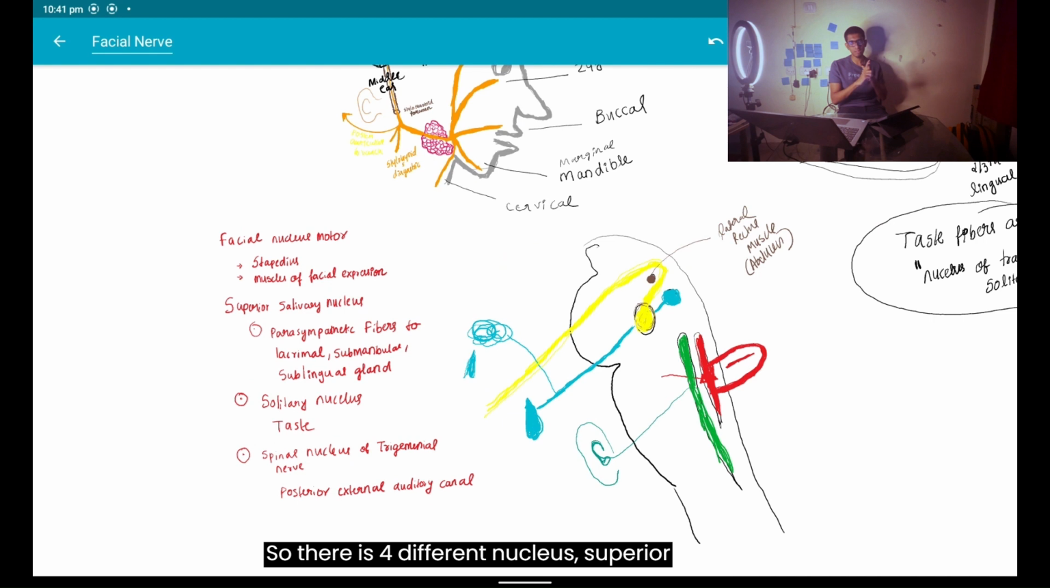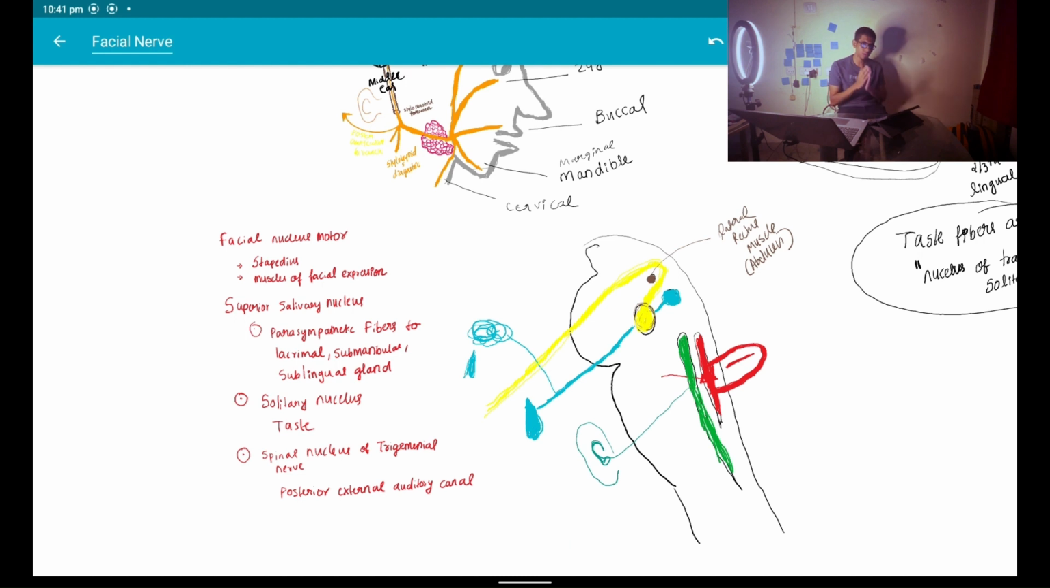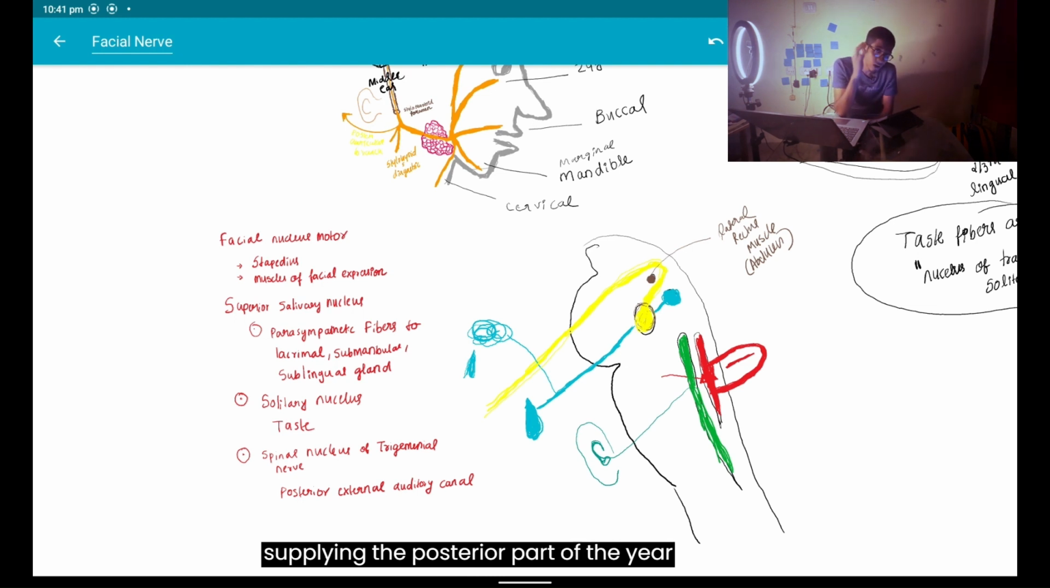So there are 4 different nuclei. The superior salivary nucleus is there, the facial motor nucleus is there, then the tractus solitarius, which is related to the tongue. Tractus solitarius, you understood, right? Related to the tongue. Then there is the spinal nucleus of the trigeminal nerve. It is supplying the posterior part of the ear. Last time I am telling you.